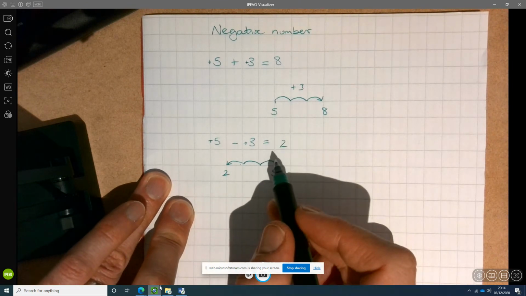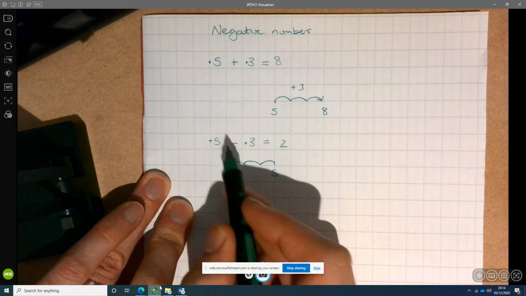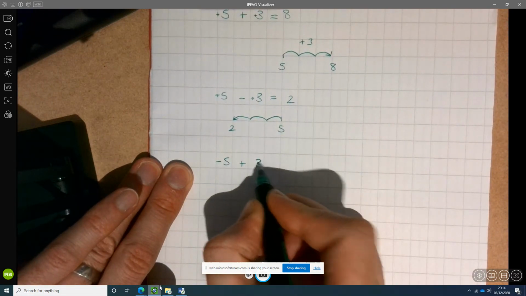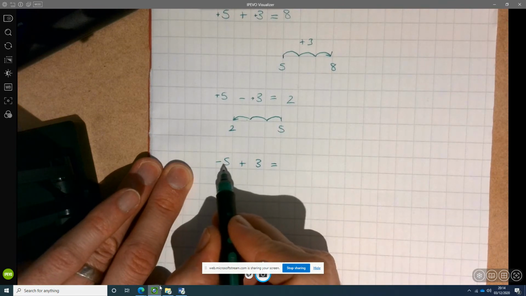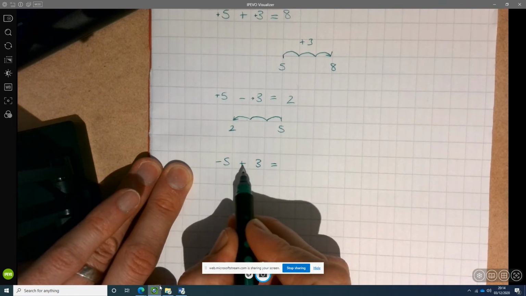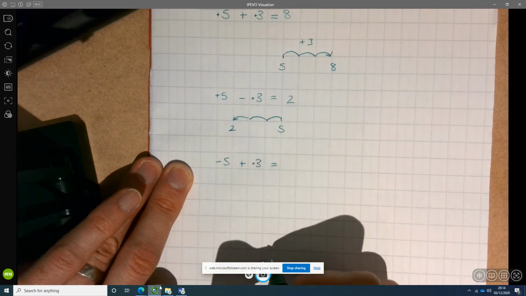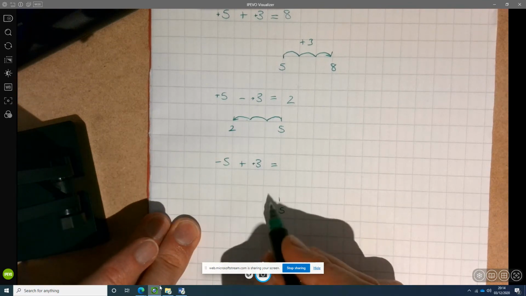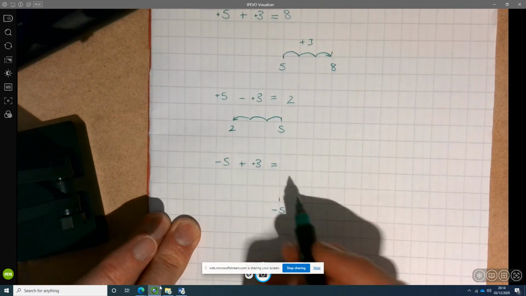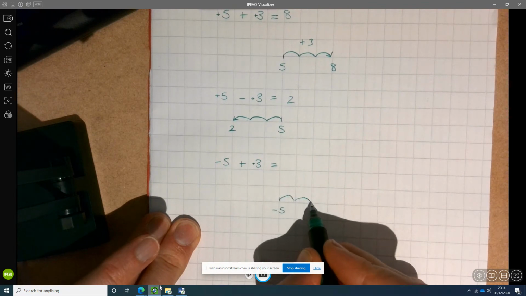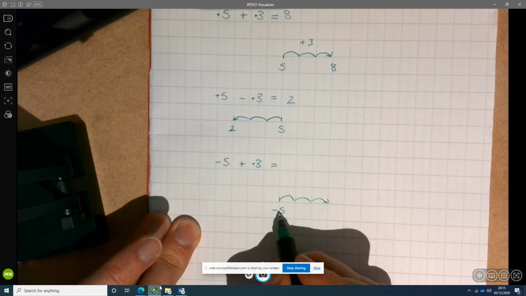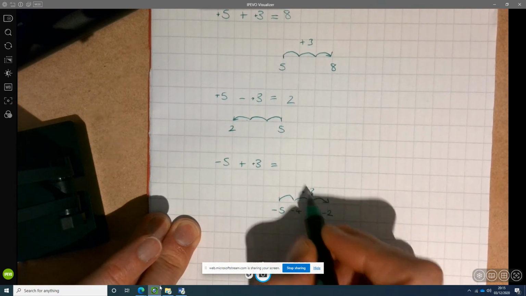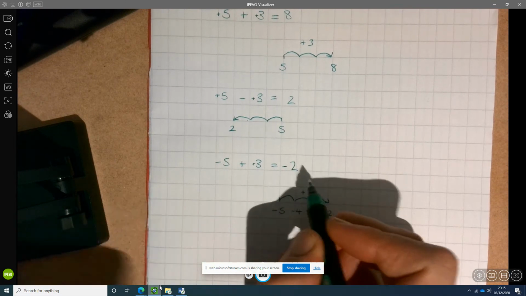So using this method now, if we were to start with a negative number, with negative 5 add 3, well, firstly, that's a negative 5 because it's got the negative sign in front of it. Addition is our operation, and that is a positive 3. So if we start at negative 5 on our number line, there's no difference. When we're adding, we're moving to the right. So we go 1, 2, 3 to the right, and that'll be minus 5, minus 4, minus 3, minus 2, because we've added 3 on. So minus 5 add 3 is minus 2.